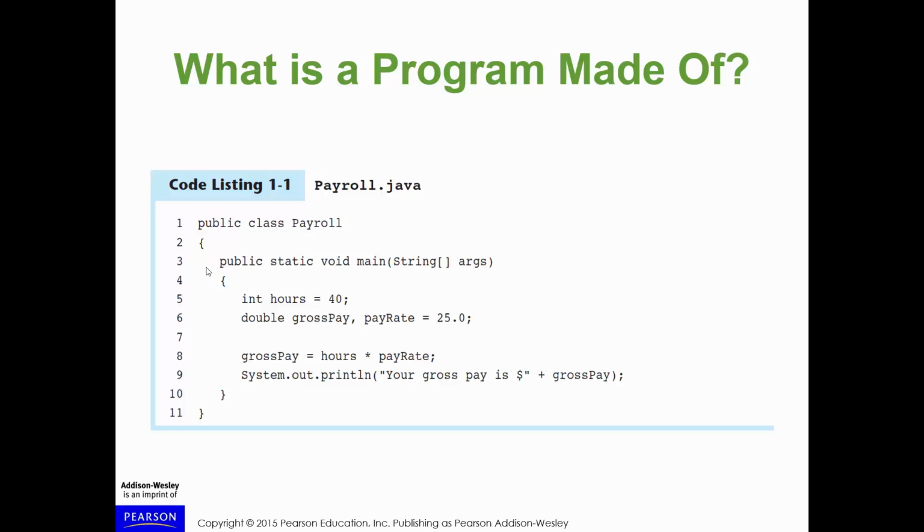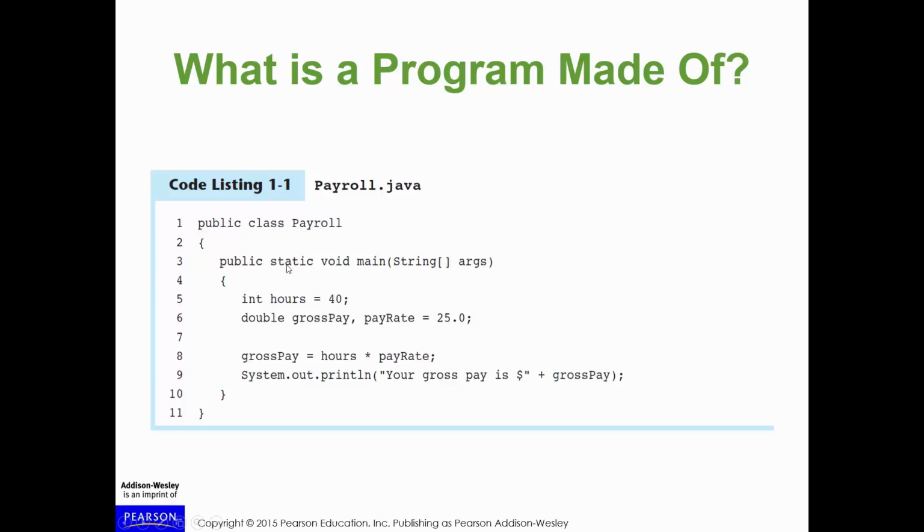So class means that I'm going to create a class. In each file that I create, like Payroll.java, there can be as many classes as I want, but only one class can be public. And that public class, again, the name of it must be the name of my file. Then I've got my opening curly brace.